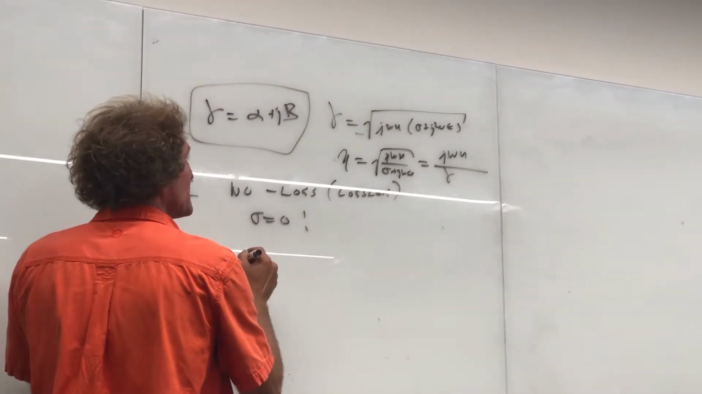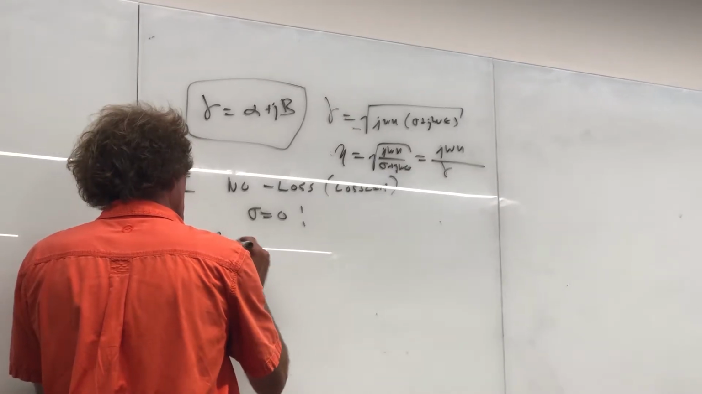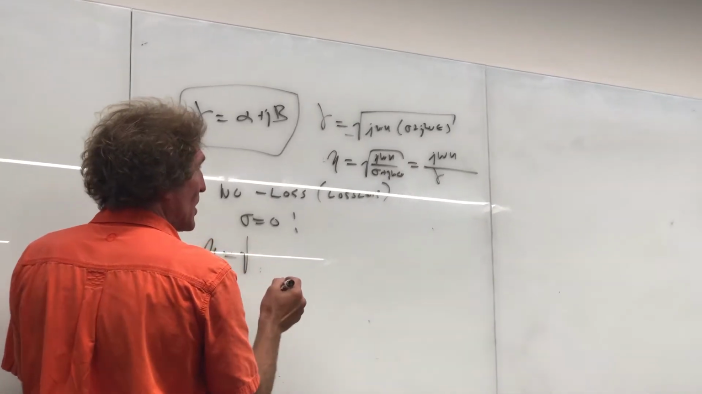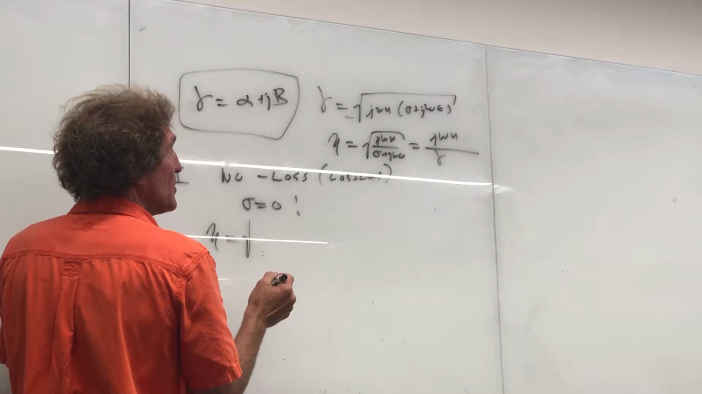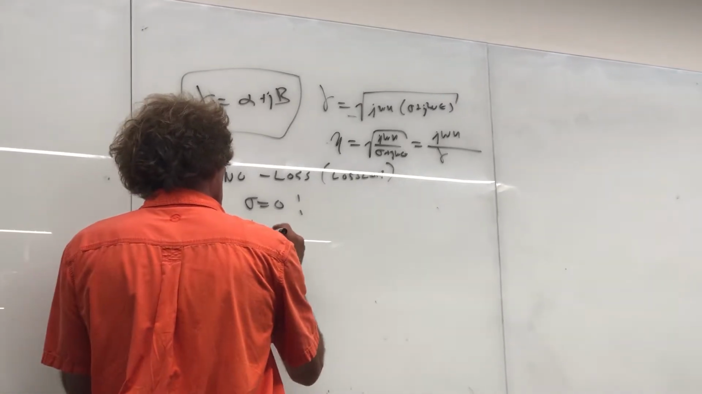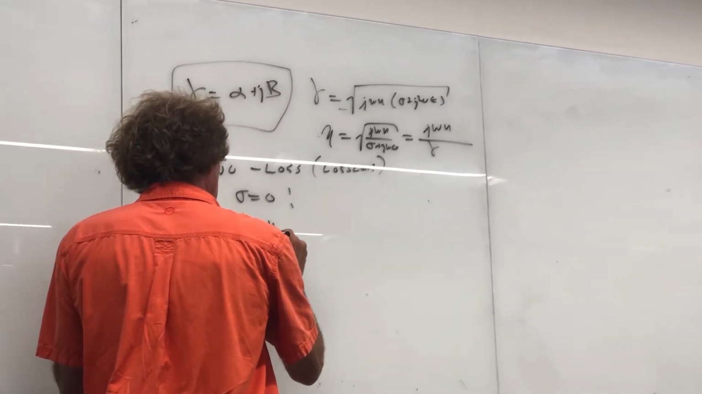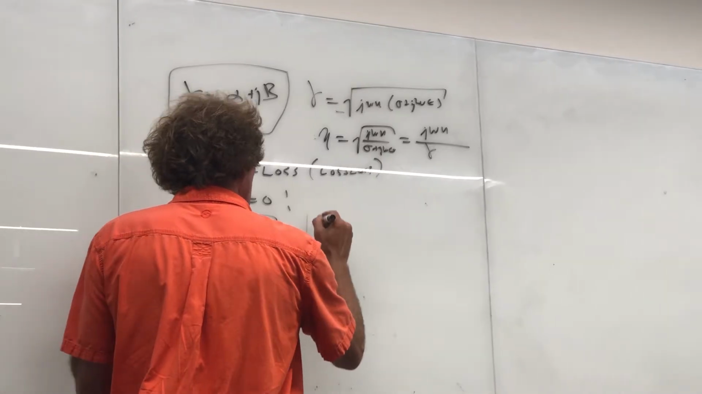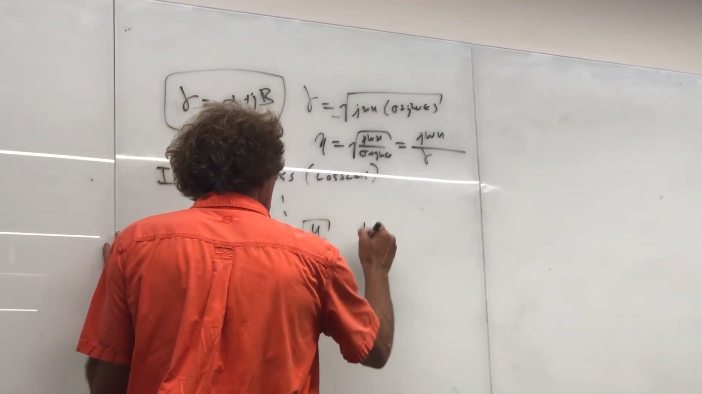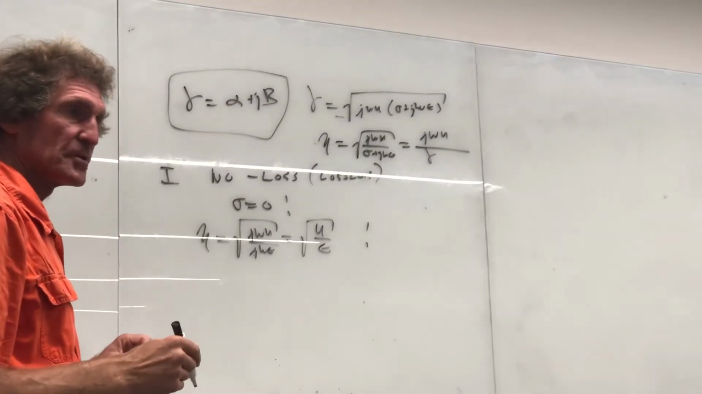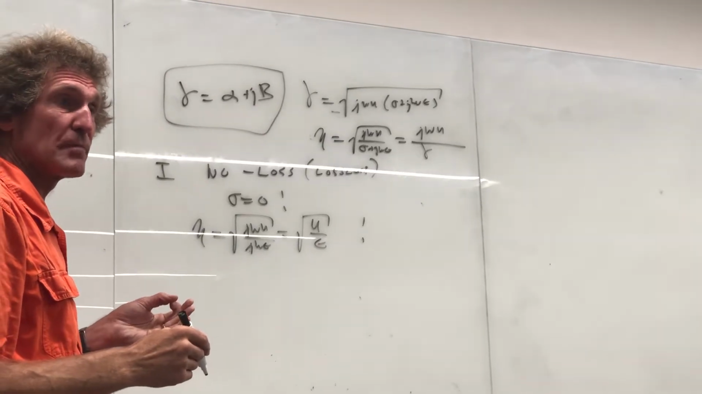If it's no loss, then the first thing you see for eta is that eta is equal to the square root of j omega mu over j omega epsilon, or really the square root of mu over epsilon. That's important. There's no phase. It's just the square root of mu over epsilon.